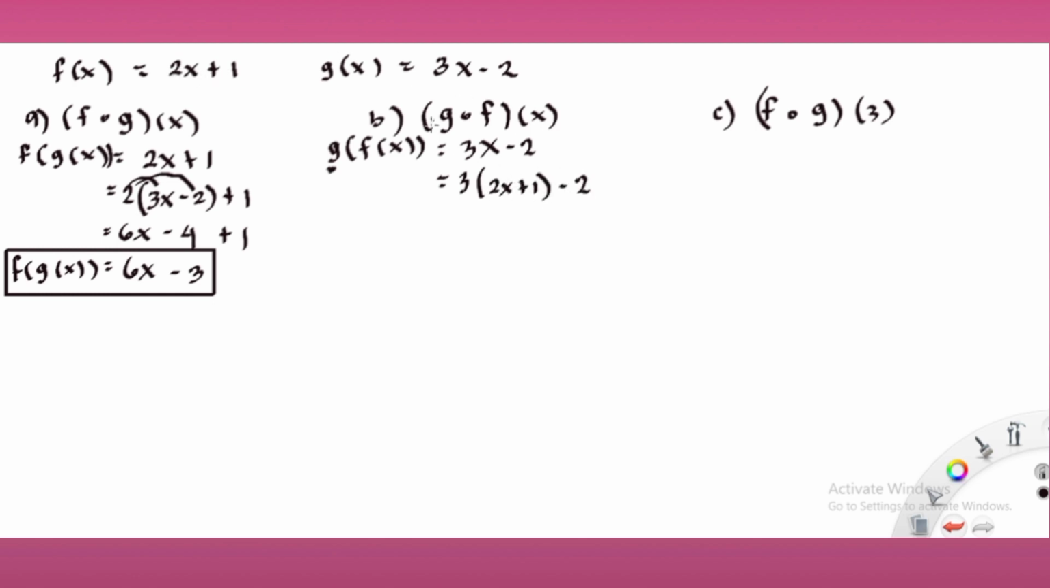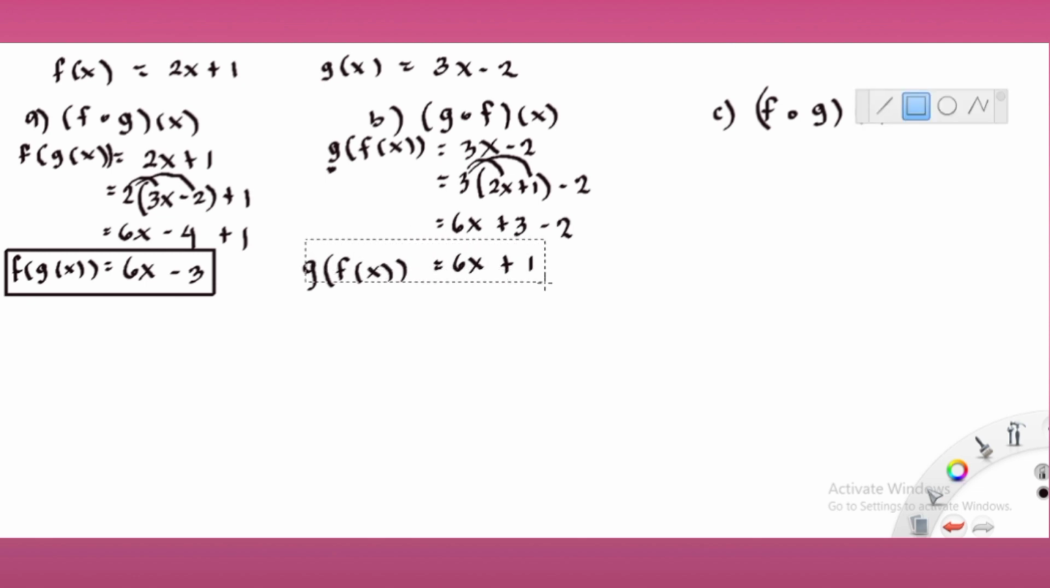Then, copy minus 2. Distribute 3. 3 times 2x is 6x. 3 times 1 is 3. Copy minus 2. So, this will become now 6x plus 3 minus 2. Therefore, g of f of x is equal to 6x plus 1. Okay? So, medyo kinapos dito. Sorry for that. Let's have letter C, f circle g of 3.